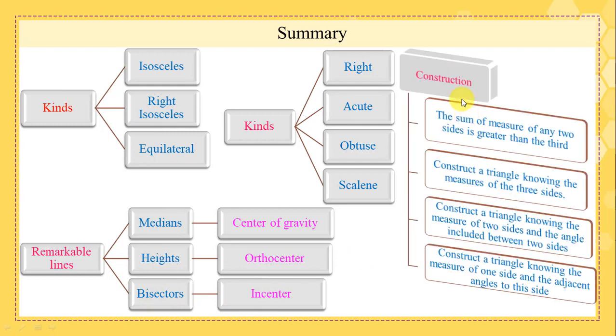Construction: first we have to know that the sum of the measures of any 2 sides is greater than the third, triangle inequality. First case of construction: construct a triangle knowing the measures of the 3 sides, side, side, side. Construct a triangle knowing the measure of 2 sides and the angle included between the 2 sides, side, angle, side. Construct a triangle knowing the measure of 1 side and the adjacent angles to this side, angle, side, angle.